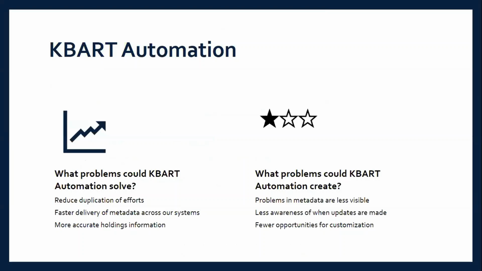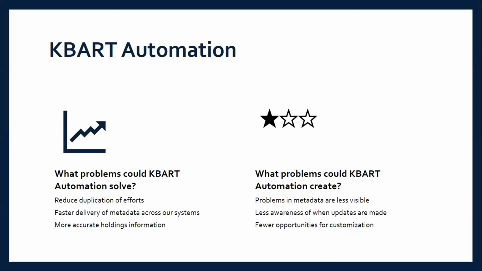So the concepts behind KBART automation can go a long way in solving problems in the metadata lifecycle. The idea behind KBART automation is that the data is going directly to the library nearly instantaneously. So libraries could, in theory, have instant access to their holdings, which they paid for, without delays. To me, that sounds really great.